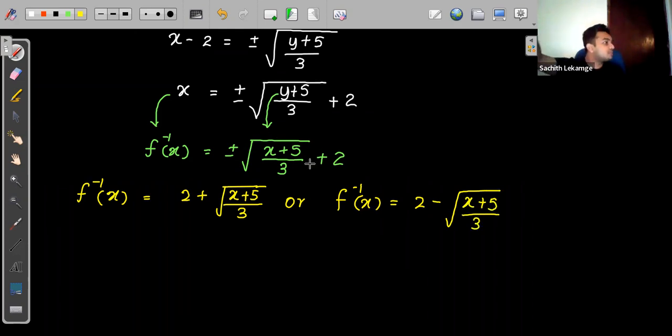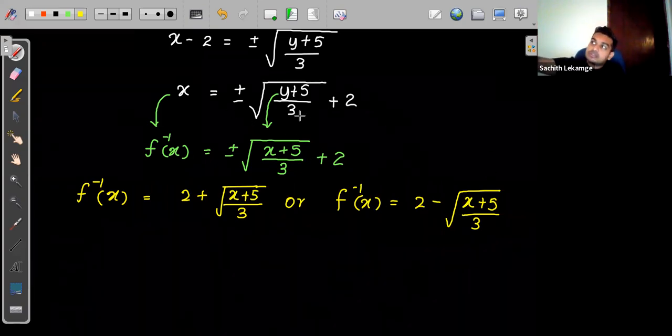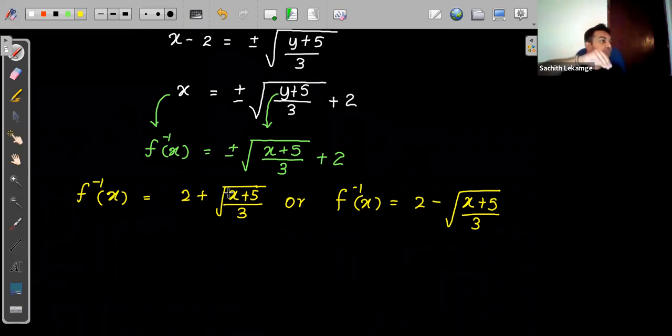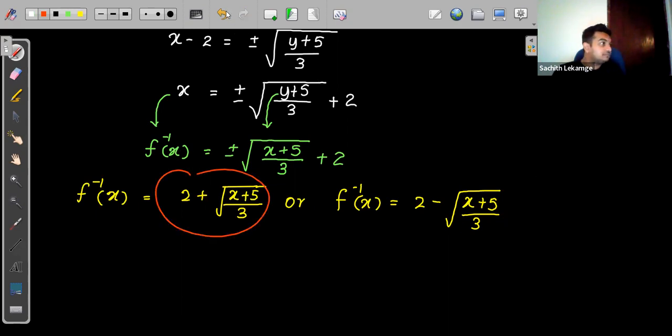Now we know the x value is smaller than 2. Now there's a clear thing: whatever comes out from this square root sign is positive, because inside the square root the value should be positive. According to that, you are adding some value to 2 in one case, and subtracting some value from 2 in the other. Now we know x is smaller than or equal to 2. So which one should be the correct one? Tell me. Left one or right one? Left one. This one. Is it the correct one?